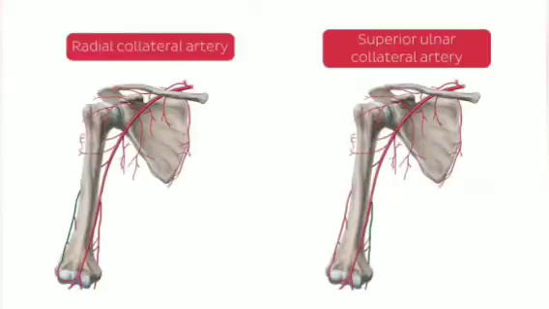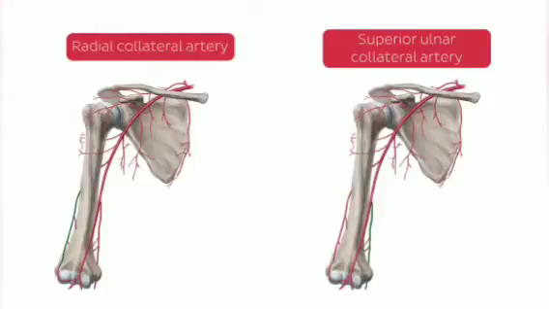Now the arteries that we're going to be covering are seen here highlighted in green. On the image on the left side, you see the radial collateral artery. And on the image on the right side, you see the superior ulnar collateral artery. Both of these images show the upper arm and also the shoulder with the scapula and the clavicle, and both are the anterior view of the arm. The collateral arteries grant good blood supply even if one of the bigger arteries is damaged or blocked for some reason.